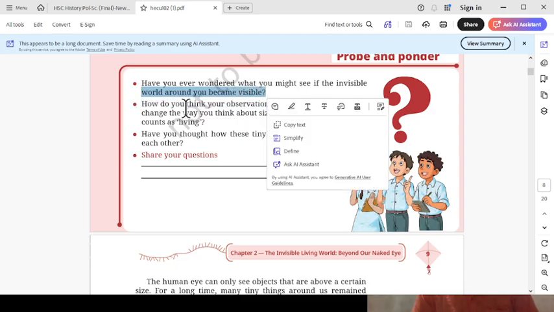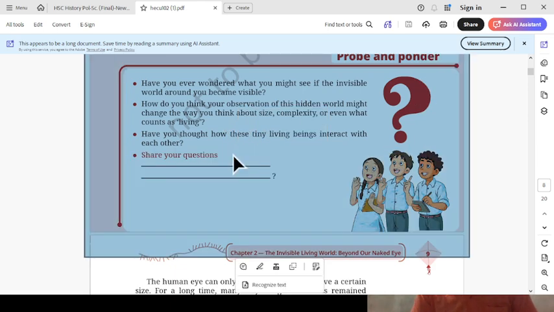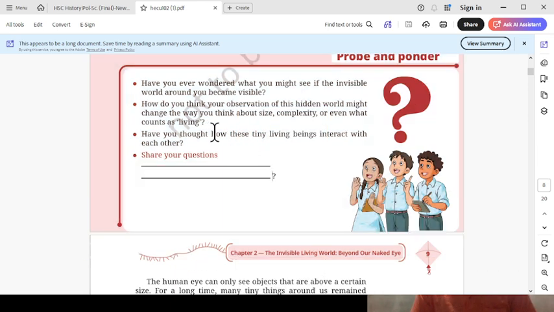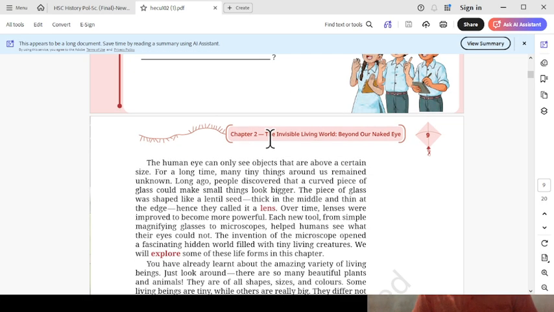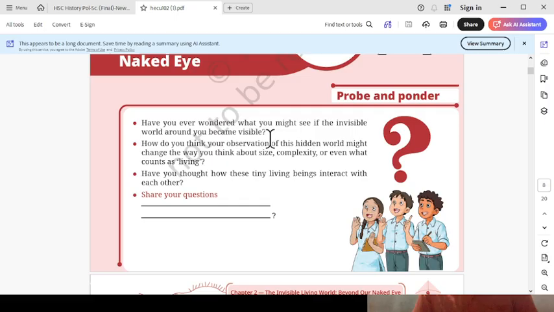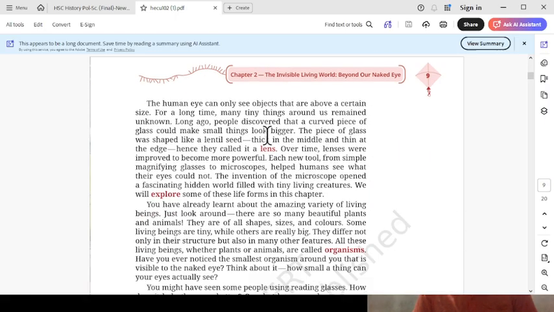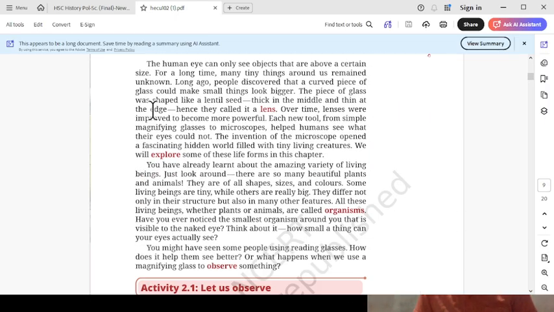Second question is: how do you think your observation of this hidden world might change your way of thinking about size and complexity, even what counts as living? Have you thought about how these tiny things interact with each other? So we can answer these three questions after reading the chapter. So firstly we go through the text.